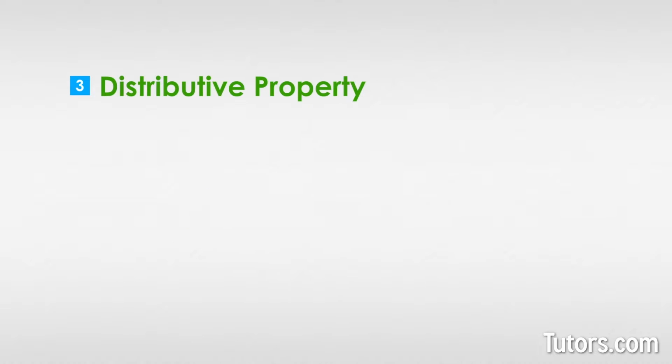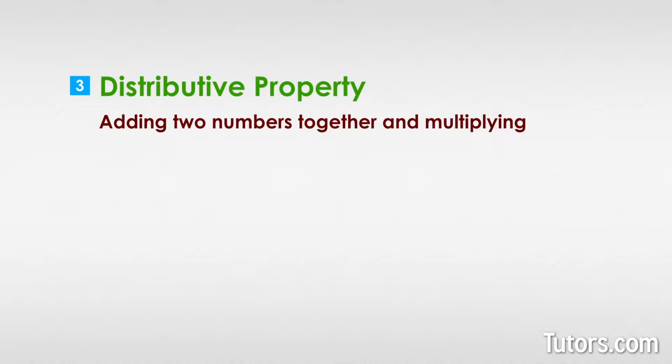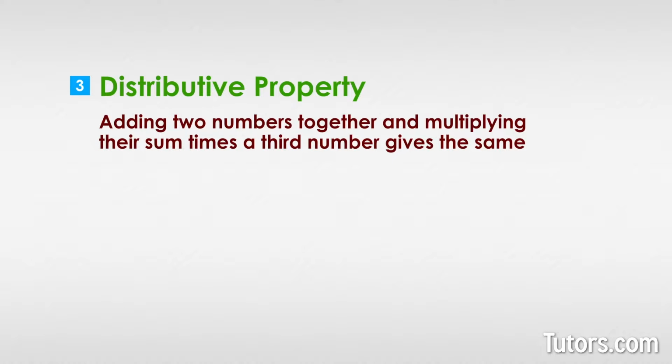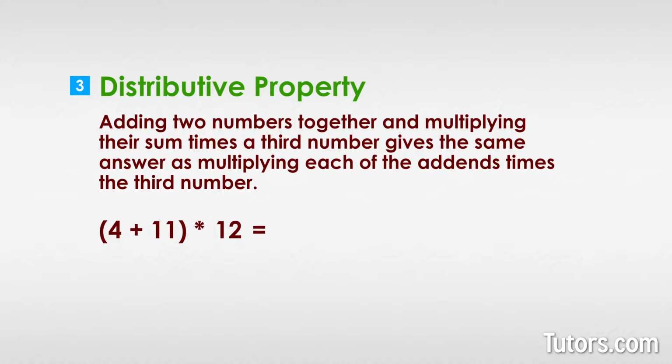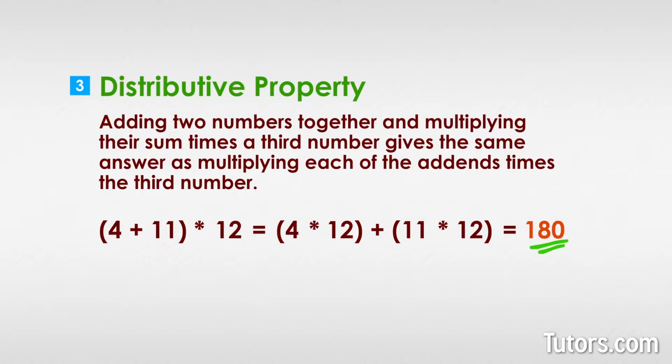Third is distributive property. Adding 2 numbers together and multiplying their sum times a third number gives the same answer as multiplying each of the add-ins times the third number. 4 plus 11 times 12 gives us the same product as 4 times 12 plus 11 times 12. Both give us the product 180. We can distribute the third number, in this case 12, to the other 2 without affecting the product in math. This is the distributive property at work.